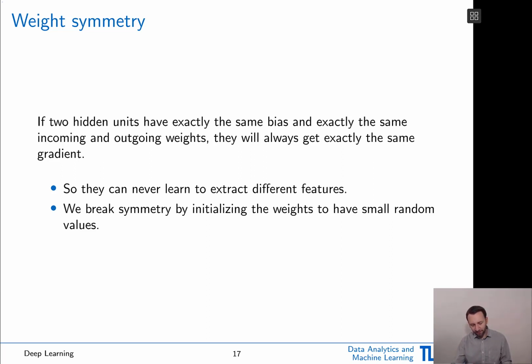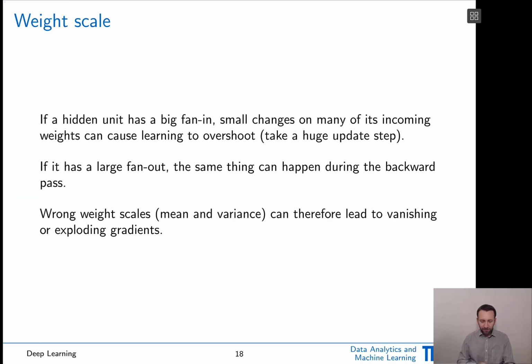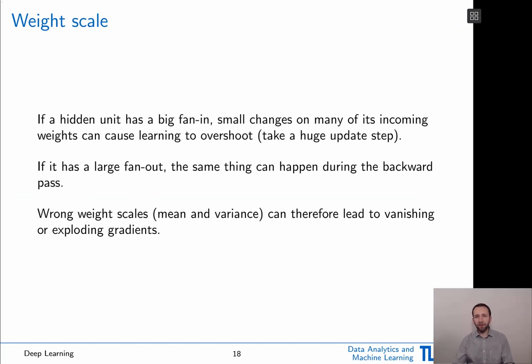So one solution, of course, to break the symmetry is just to initialize these weights randomly, right? So don't do it with all zeros or any other constant value, but you have to initialize the weights in your neural network randomly, okay? However, there's one other aspect. If you do this randomly, you also have to be very careful, right?